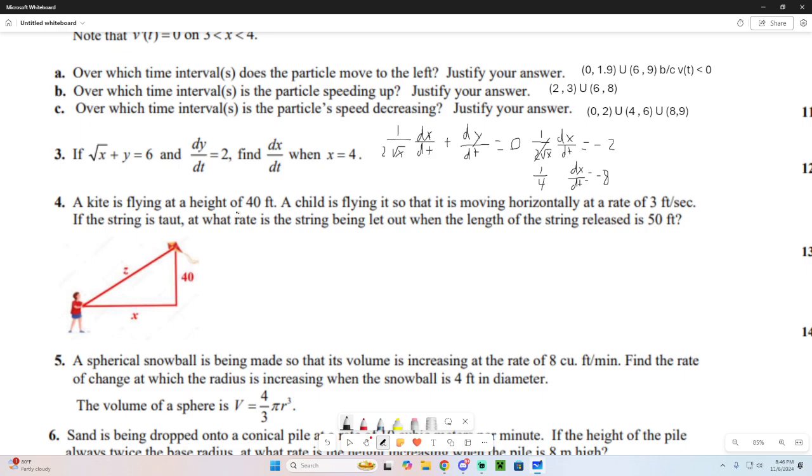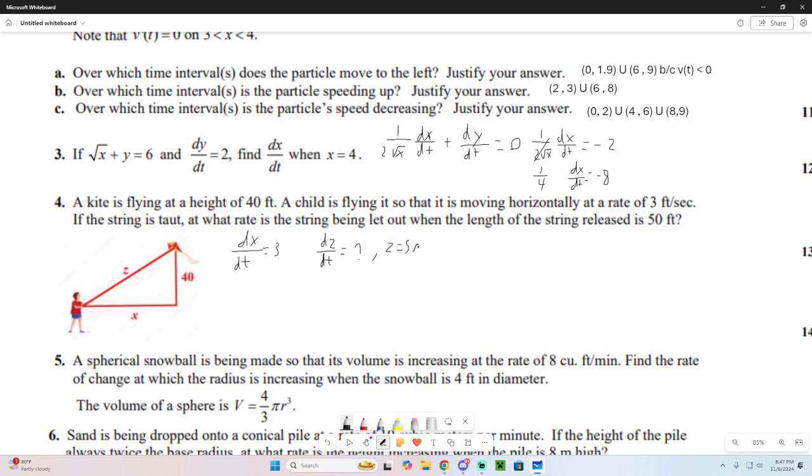We're given that the kite is flying at 40 feet. So this will always be 40 no matter what. It will never change. A child is flying it, so it's moving horizontally at a rate of 3 feet. So this is increasing by 3 feet, so let's write that down. dx over dt equals 3. If the string is taut, at what rate is the string being let out when the length of the string is released at 50 feet? So we need to find dz over dt when z is 50, because z is the length of the string. So I'm just going to put a question mark when z equals 50.